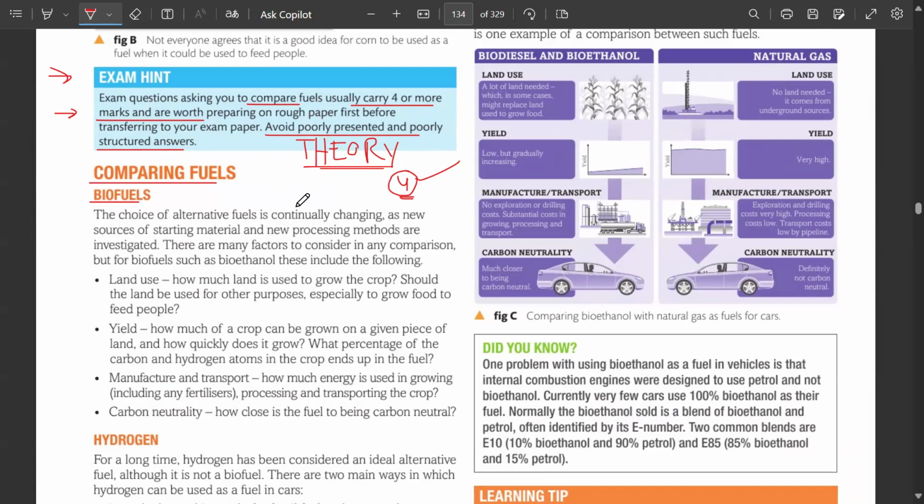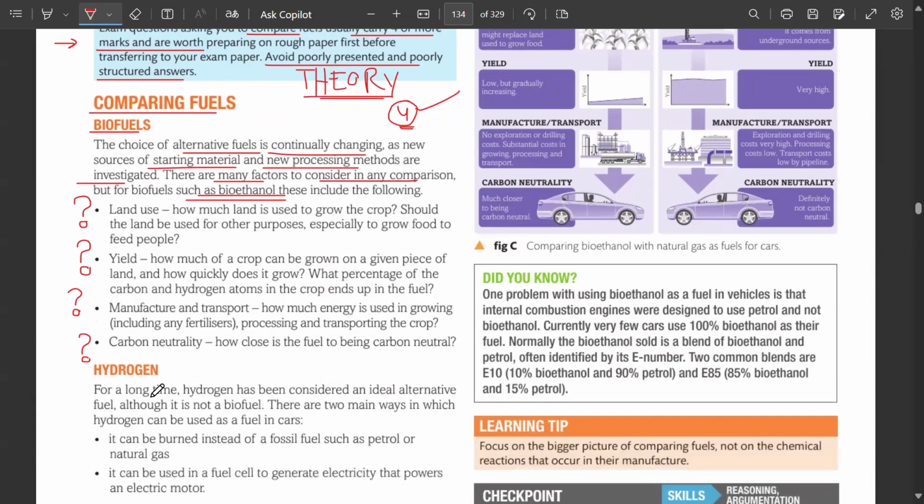वो बता रहे हैं एग्जाम एंड में। So the choice of alternative fuels is continually changing as new sources of starting material and new processing methods are being investigated. There are many factors to consider in any comparison, but for biofuels such as bioethanol, these include the following: कि land कितना यूज हो रहा है, कितनी yield, कितना product produce हो रहा है, how much energy or cost is required in the manufacture and transport, is it even carbon neutral or not. ये सारी चीजें हमें factors mind में रखनी पड़ेंगी when we want to compare.